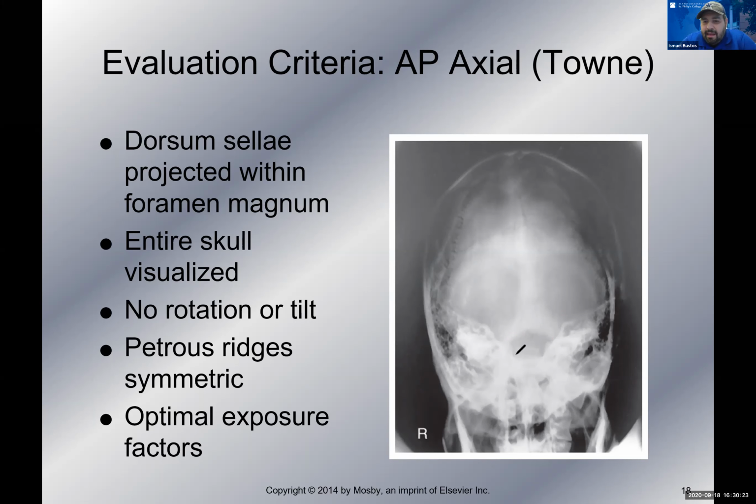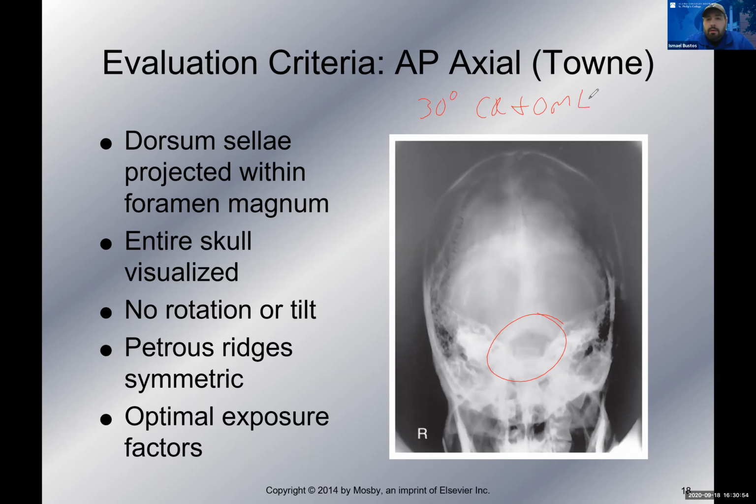And then inside, you'll see this structure there. That is the dorsum sellae. So the dorsum sellae is within the foramen magnum right there, and that's what we want to see. If you see that, then you had correct flexion or extension of the patient, and you had the correct angle. So you maintained a 30-degree angle between the CR and the OML.